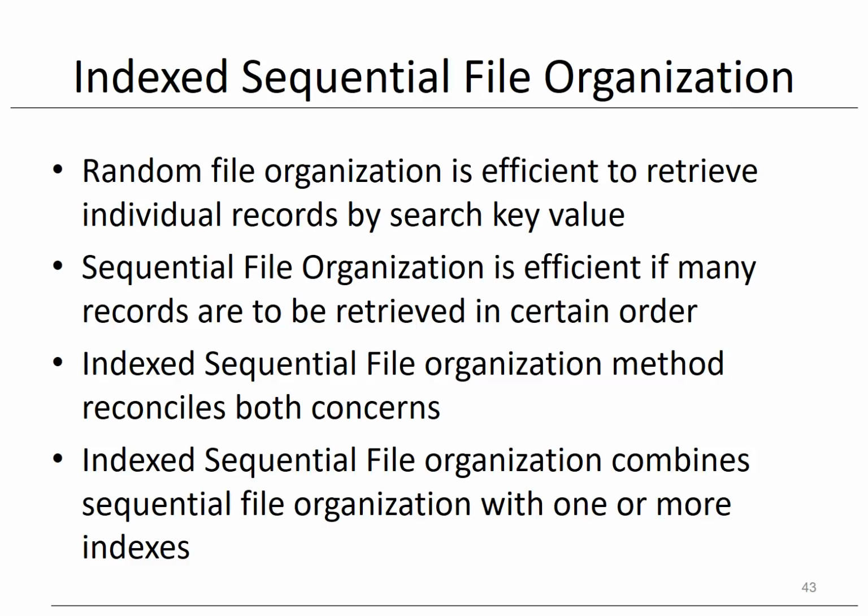Random file organization is probably the most effective technique to retrieve individual records by their search key value. Sequential file organization is efficient if many records are to be retrieved in a certain order. An indexed sequential file organization method reconciles both concerns. An indexed sequential file organization combines sequential file organization with the use of one or more indexes.